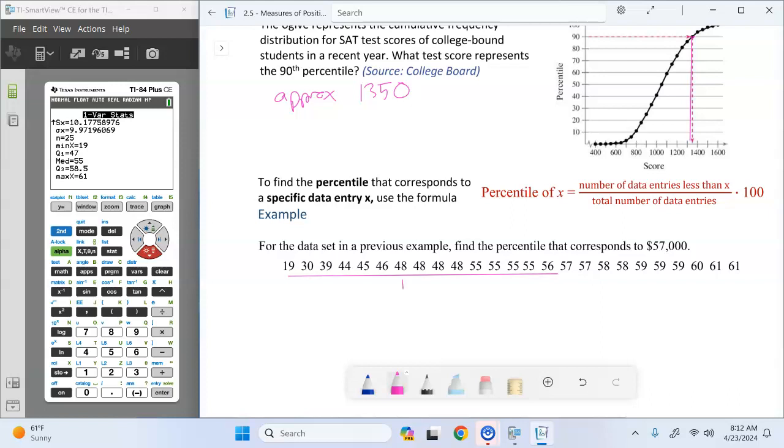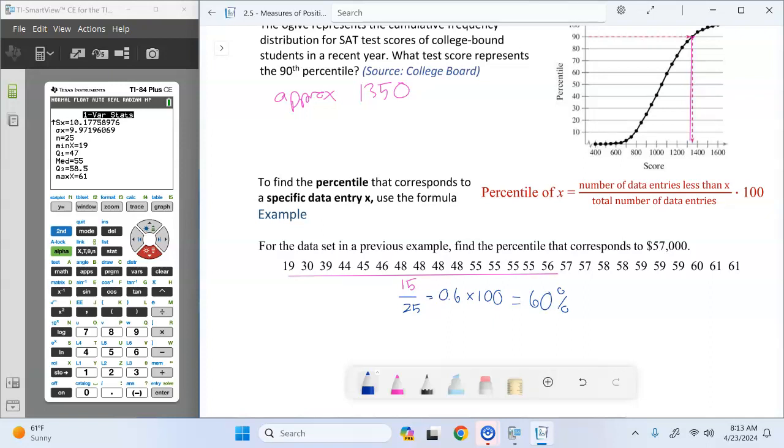How many data entries do we have total? We have 25. So 15 divided by 25. And then multiply that by 100. 60%. So $57,000 is the 60th percentile. 60% of schools with these liberal arts majors are going to cost less than $57,000.